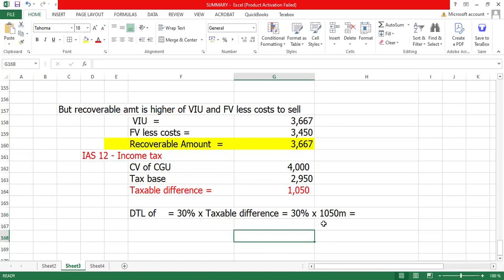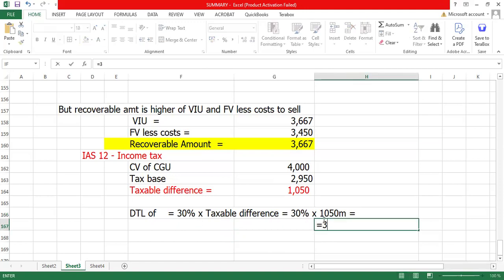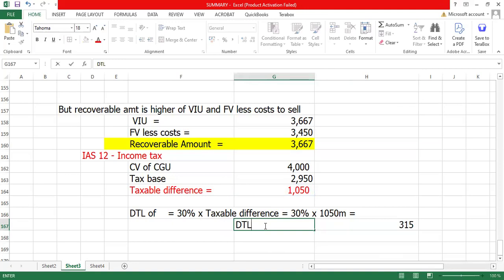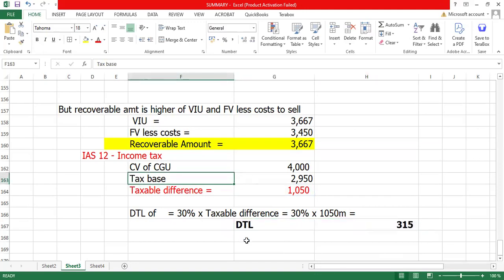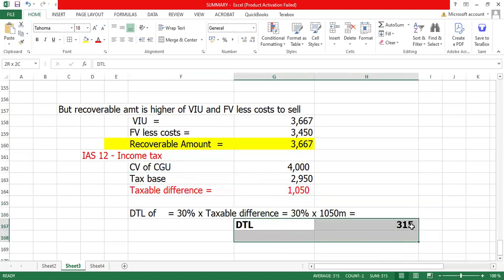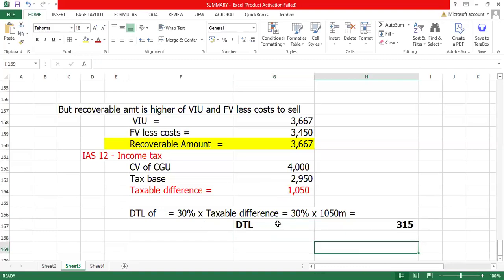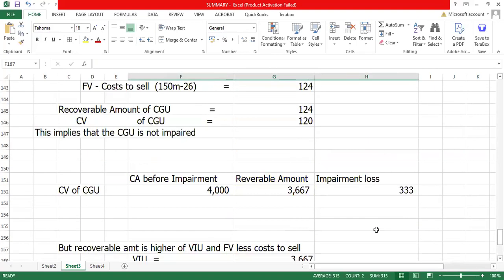That is under IAS 12, which we are going to discuss sometime. So that is your deferred tax liability, and that's what should be reported in the balance sheet. Under non-current liabilities, you record this. Then also under your income statement, if you're preparing an income statement, income tax expense increases.